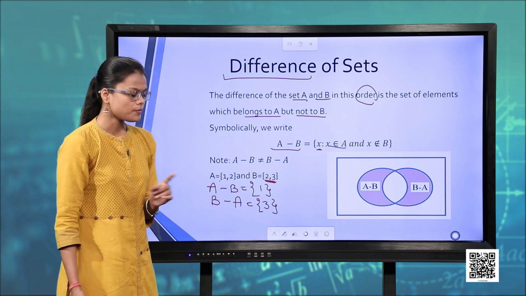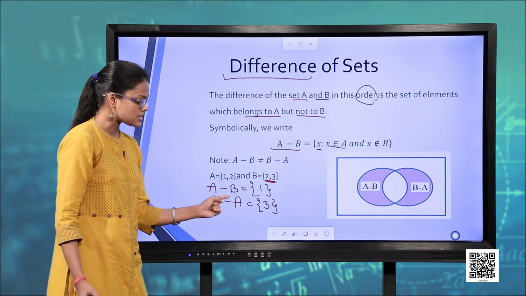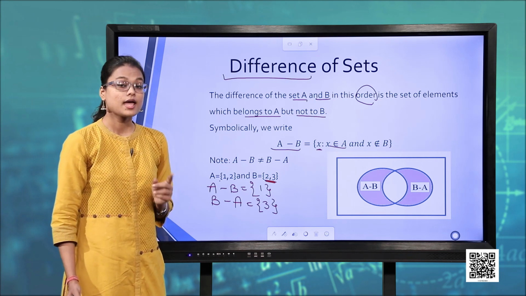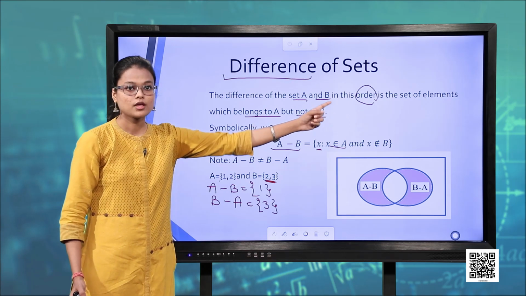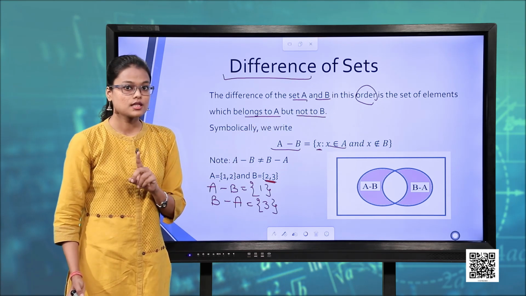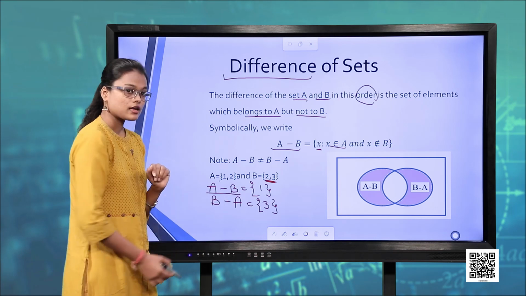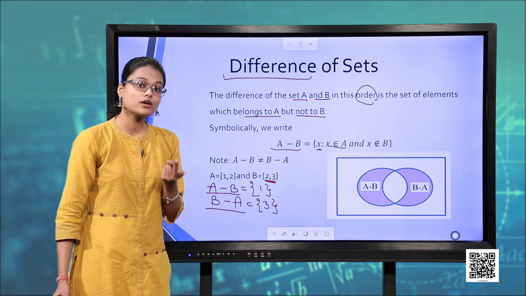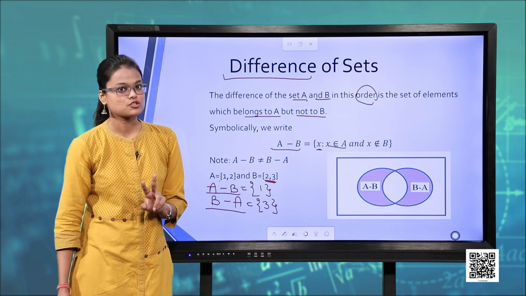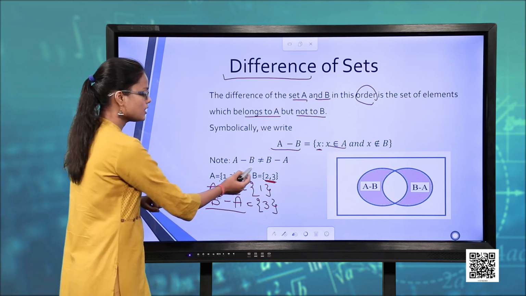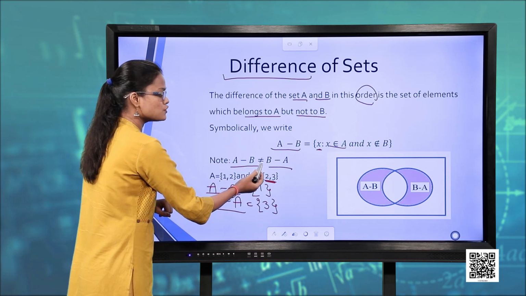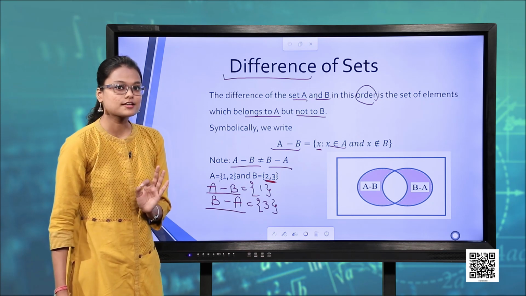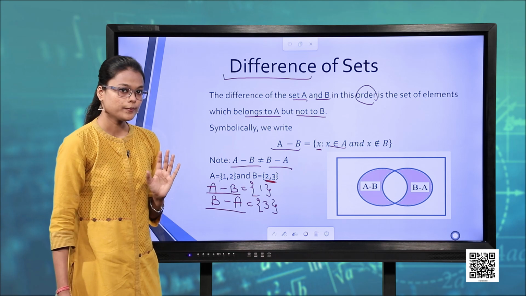Now observe, students, A minus B and B minus A both give us different answers, different sets, and that is why order is important. So if I say A difference B, that means we are taking A minus B, and if we are taking B difference A, we are taking B minus A, because if we change the order, the answer will also change. Okay? Note, A minus B is not equal to B minus A, which also says the difference operation does not satisfy the commutative law.